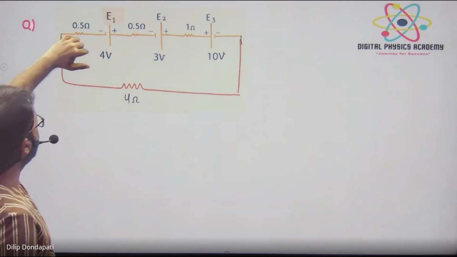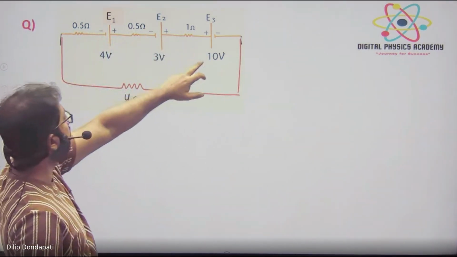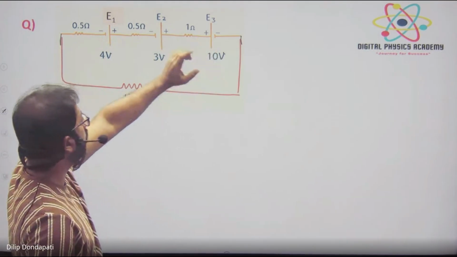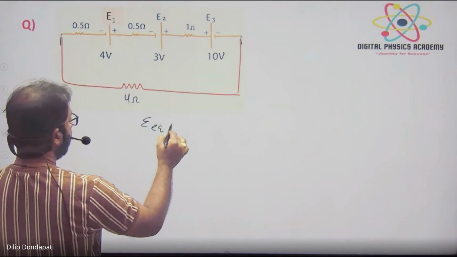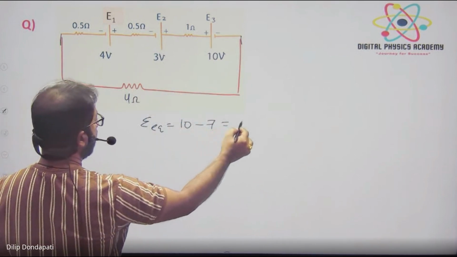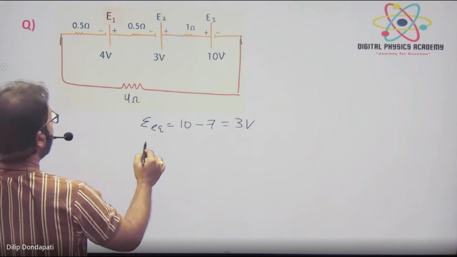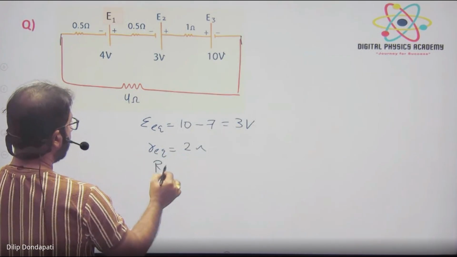So when you are walking from here to here, minus plus, minus plus, plus minus is there. But this has more voltage, so you take this as positive. These two are negative values. So what is E equivalent? 10 minus 7, 3 volts. And R equivalent is the same, 2 ohms. And external resistance is 4 ohms.